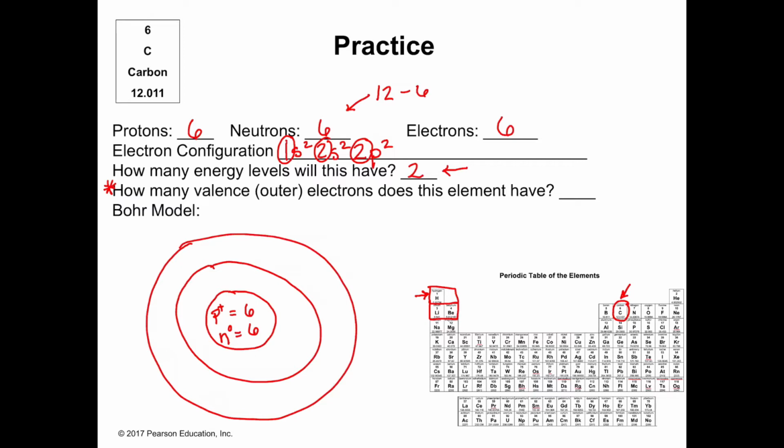Now we're going to fill in our electrons. Okay, so we're going to use the electron configuration to do this. So this 2 right here, this tells us a number of electrons. So this tells us there are 2 electrons in the first energy level. So we're going to put 2 electrons on the first energy level, and you can put them wherever you like.